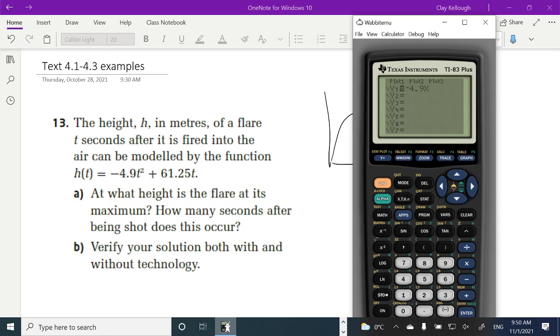times x to the power of 2, so that's squared, plus 61.25x, and then I'm ready to graph that. Now if I hit graph, I've got a stat plot on. I forgot I was doing some statistics with people, so I've got to go to stat plot and turn that off. Actually, I might have to just clear that. There we go. And enter and graph.